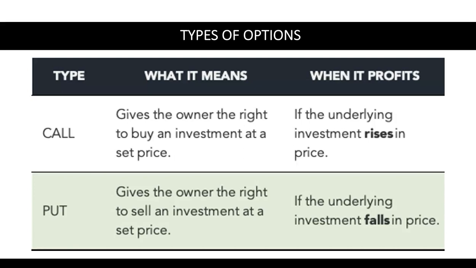A put option is the opposite. A put option gives the holder of the put option the right, but not the obligation, to sell an asset at a predetermined price within a predetermined period of time. The holder will only exercise that right if the underlying asset's actual value has fallen or is lower than the exercise price.